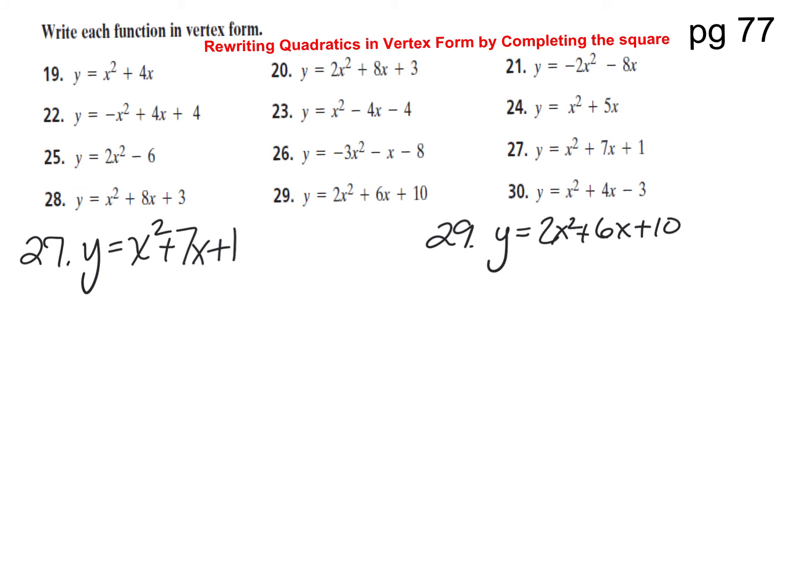27, I'm going to group the quadratic and linear term together. I'm going to find that new C value. Take B divided by 2. That would give me a decimal, so I'm not going to divide it by 2. I'm going to leave it as 7/2. I'm going to square 7/2. That would be 49/4. And I'm going to add that inside the parentheses.